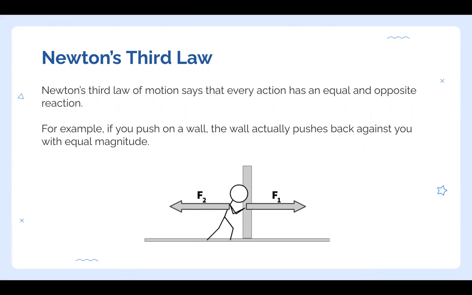So let's look at this diagram here. We have a person pushing against the wall. That person pushing against the wall is represented by F1. We see they're pushing towards the right, and based on Newton's third law, we know that there is an equal and opposite force, which is F2, and this is the wall pushing back against the person in the leftwards direction.